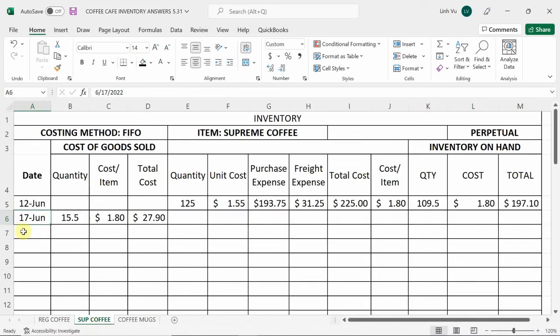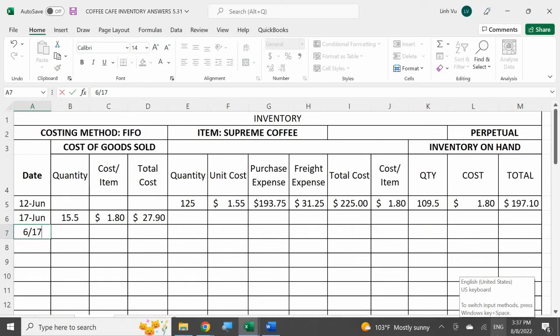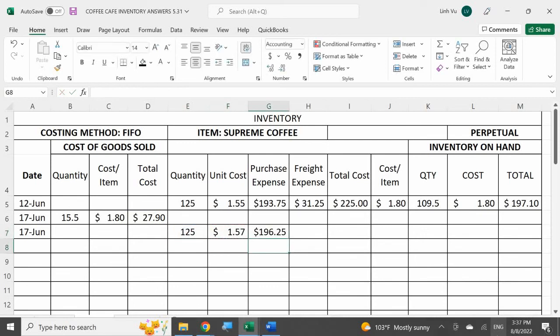Okay. Green. Next is Supreme. 125 at 157, I believe. We can always test that to see if that's true. Is it 196.25? Yes. Yes. 32.25. And since this is FIFO, we do have to calculate the cost.